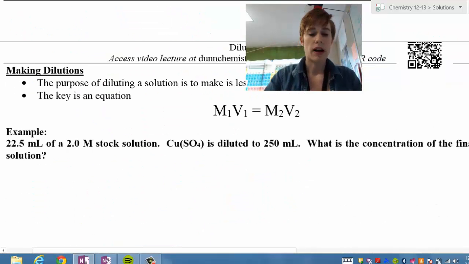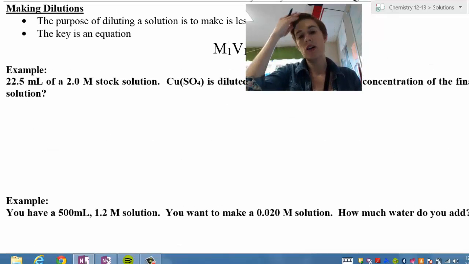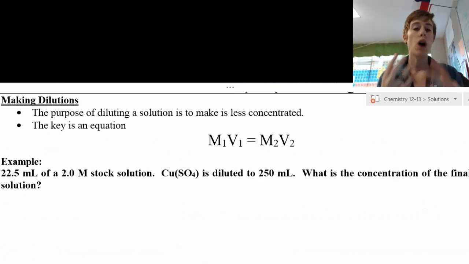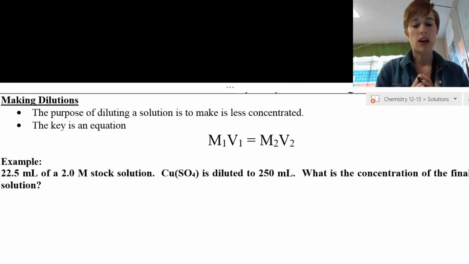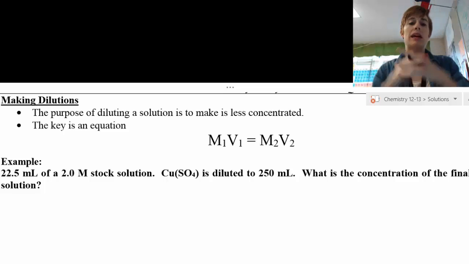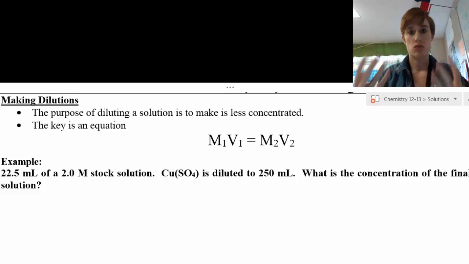The other thing we're going to learn is how to calculate how much water we should add if we want to dilute the molarity, if we want to weaken the concentration. The purpose of diluting a solution is to make it less concentrated. All right, so if you make lemonade and you make it really, really strong, you add water to dilute it, right? So it's not as concentrated.